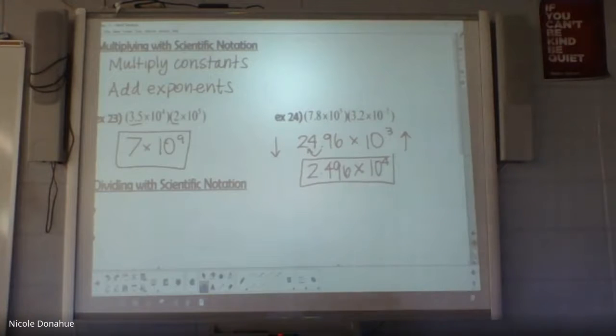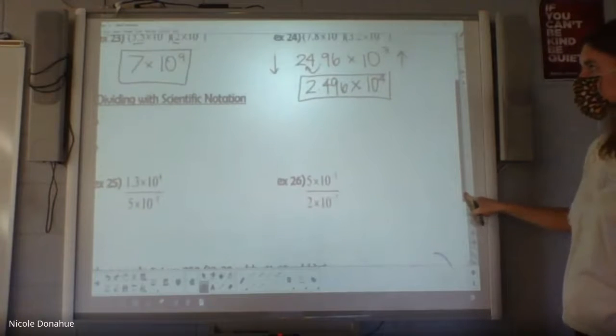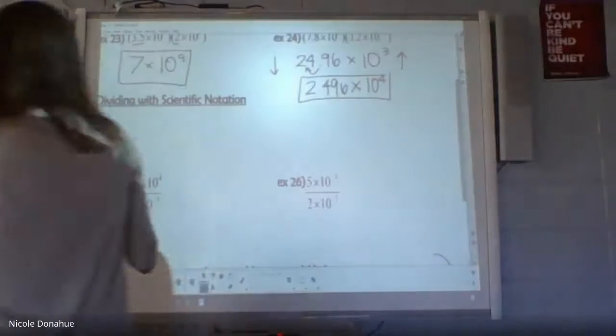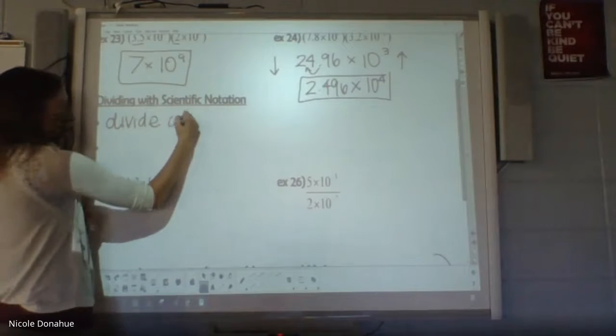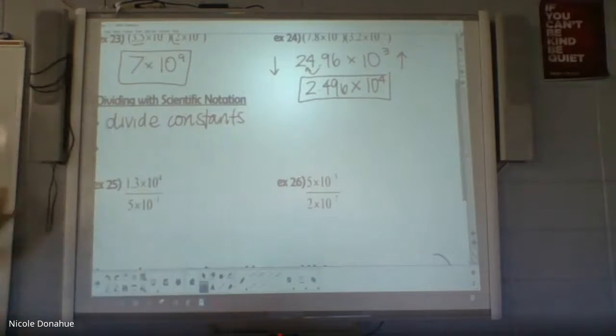All right, and then finally division. And that's it. And then I'll explain what our homework is. This is ringing some bells. Yeah, I know you guys have seen it. So dividing scientific notation, we divide the coefficients, the constants. But now with division, we are going to subtract the exponents.